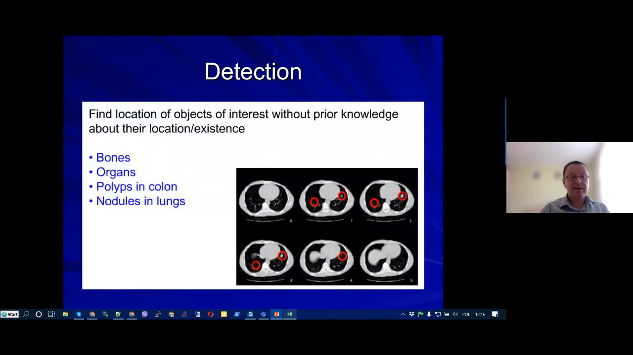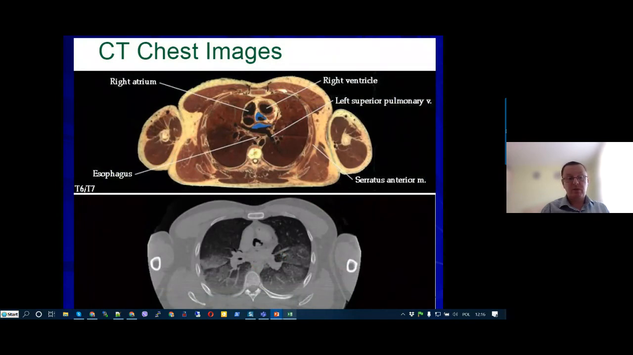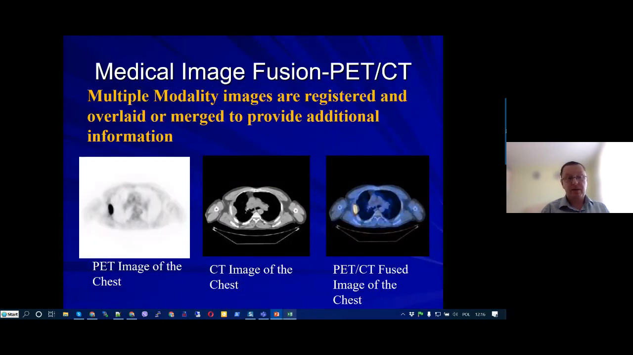So what do we have? Detection finds the location of an object without prior knowledge about its existence, in contrast to segmentation, where we know something must exist. With detection, we are looking for artifacts, possible artifacts, like bone cracks, polyps in colons, and so on. So here is an example of how it could be used for identification of known objects as well as artifacts. It works fine when we combine different types of medical images.